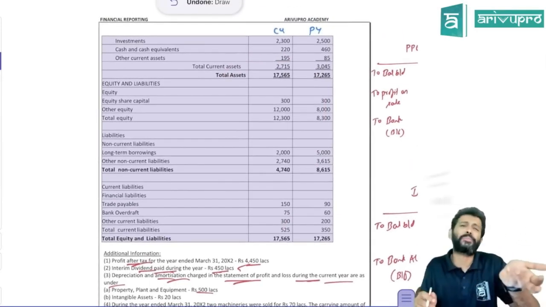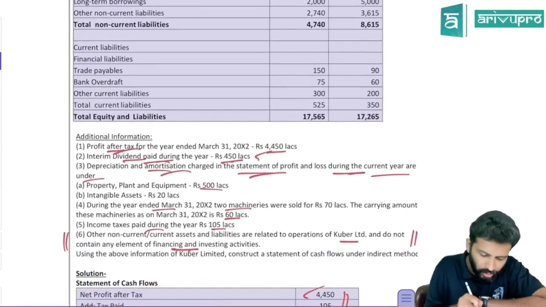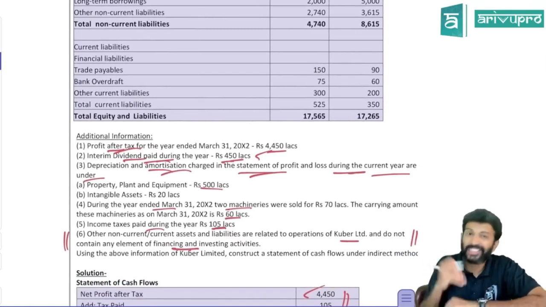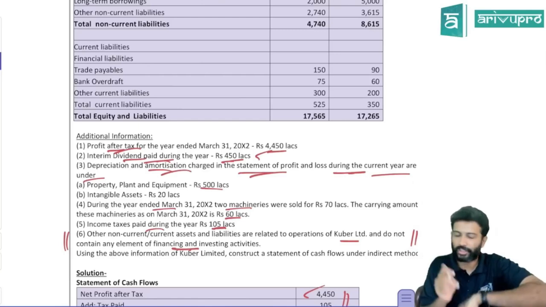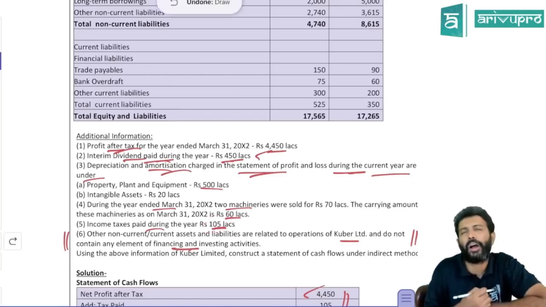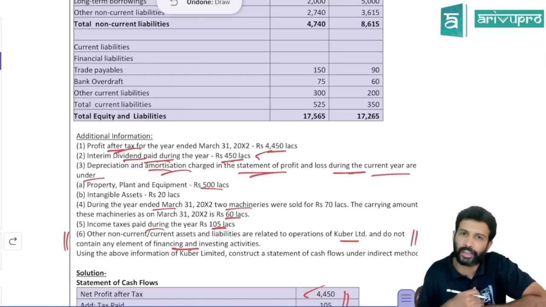So the assumption is what? How much ever tax you paid, that much only provision you have made is the assumption. Sometimes they will give you provision for tax separately. In this problem, it is not there. So tax paid and provision for tax, I'm assuming it to be same.